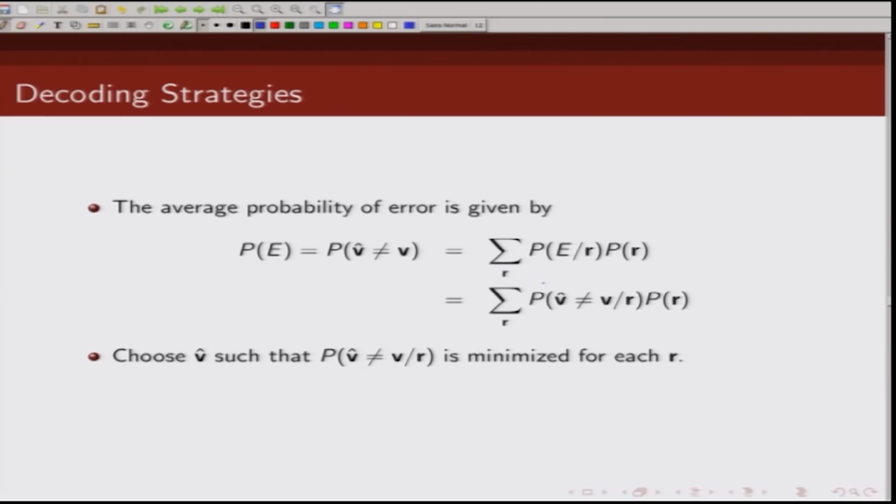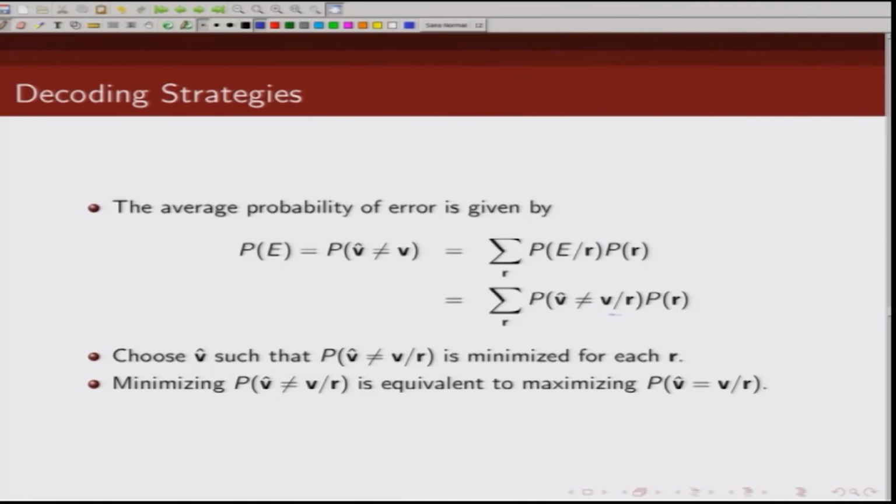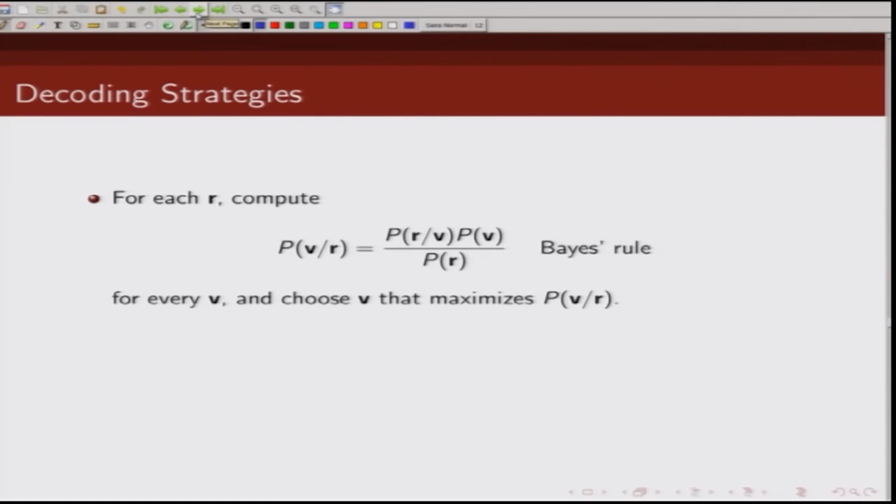Now, whatever V hat I choose does not change P of R. So, the choice of decoding rule does not change my P of R. In other words, to minimize the probability of error, I should choose my V hat such that this term is minimized for each receive sequence R. Minimizing the probability that V hat is not the same as V given R is equivalent to maximizing the probability that V hat is equal to V given R. So, we have to maximize this.